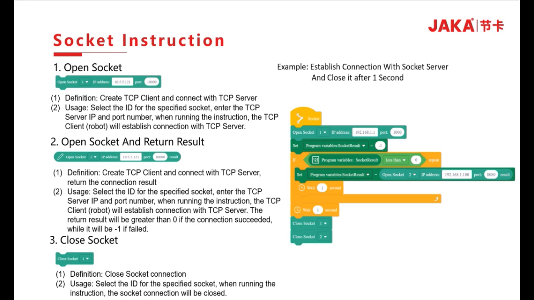Open socket and return the results. Create a TCP client and connect with TCP server. Return the connection result. Select the ID for the specified socket, enter the TCP server IP and port number. When running the instruction, the TCP client will establish connection with the TCP server. The return result will be greater than 0 if the connection succeeded, while it will be -1 if failed.